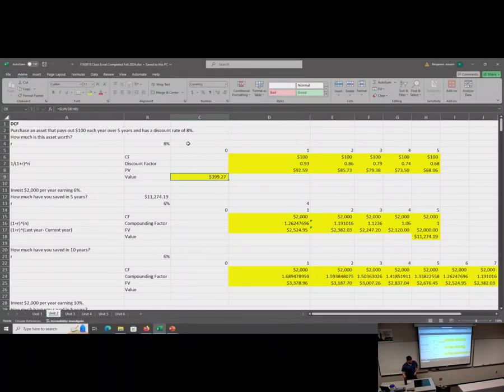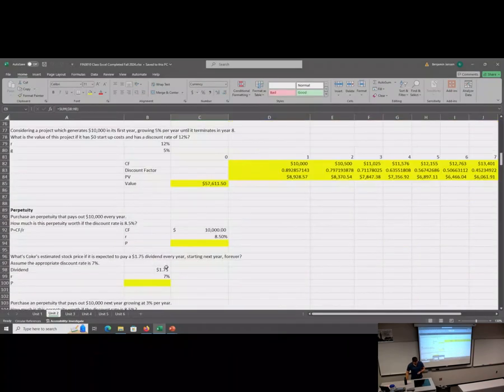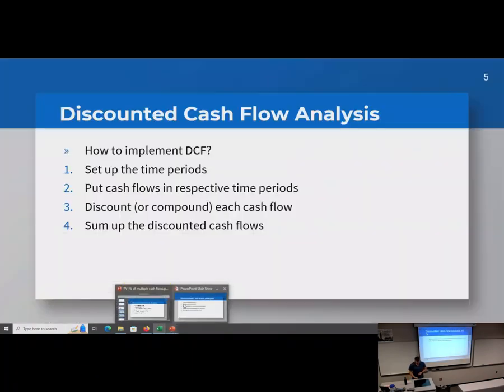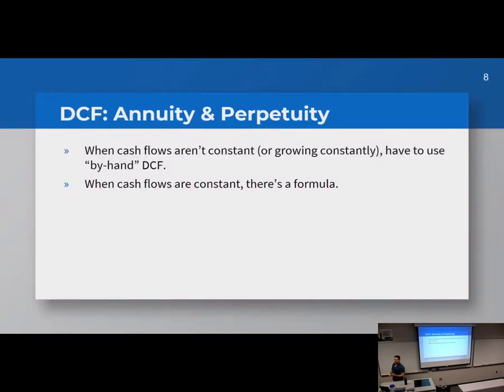All right, so today we're going to keep talking about multiple cash flow streams, and we're going to be focused on 2 particular types of cash flow streams that we're going to be dealing with. That's going to be annuities and perpetuities.